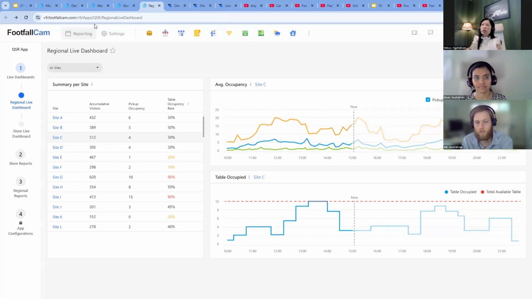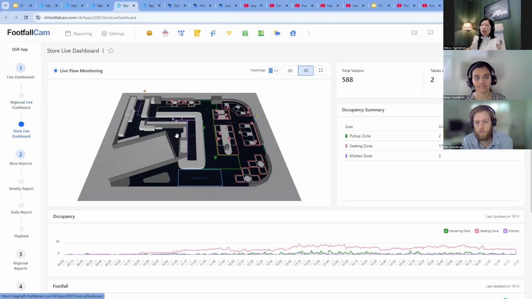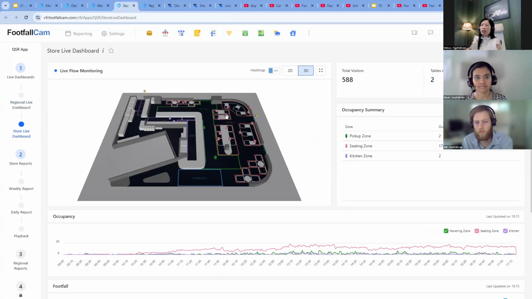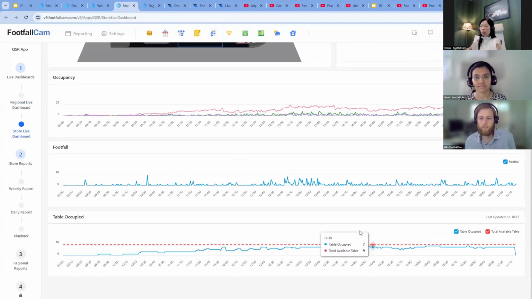And you can click on one of the sites, of course, and then look at the store live dashboard. So you can see where people are, how many people are waiting here, how many people are sitting down, how many people are passing outside. So all these different areas, your occupancy rate, your footfall rate, and your tables occupied, whether you still have some. So if your store is busy but you still have one or two tables available, that's a good sign. And then you can look at your store report.